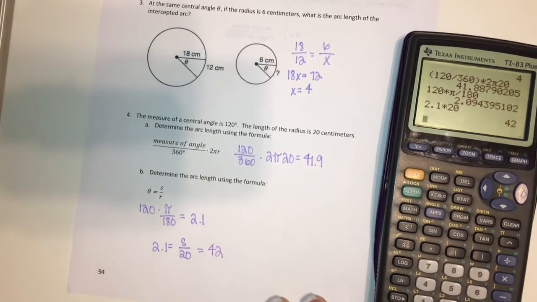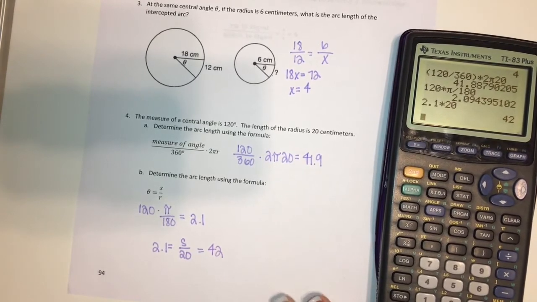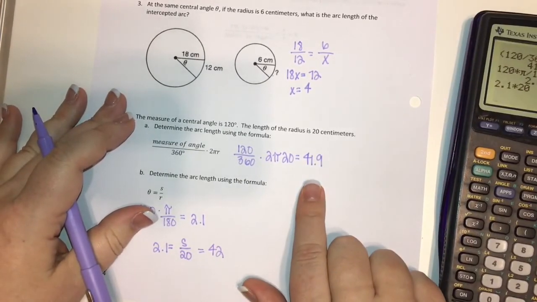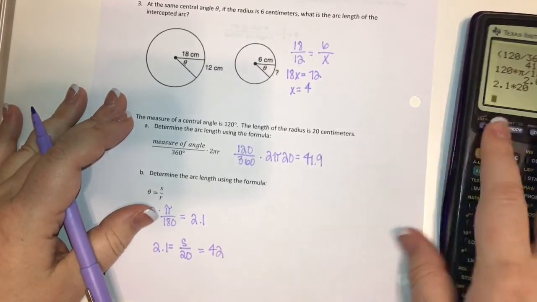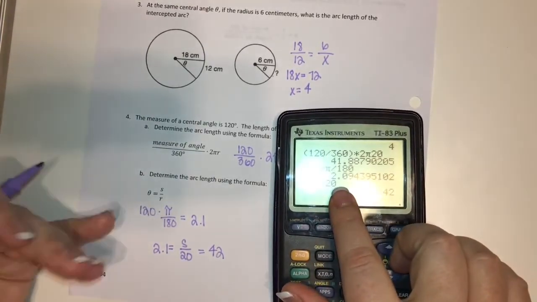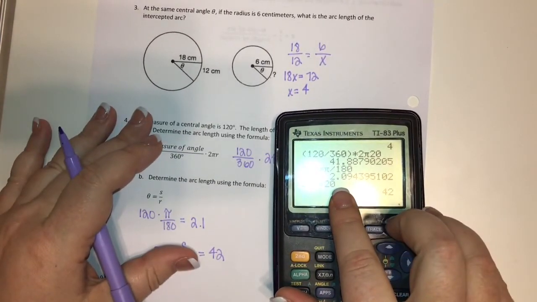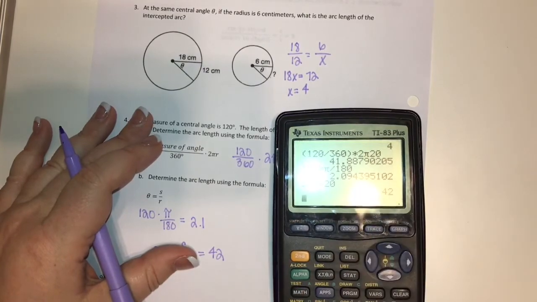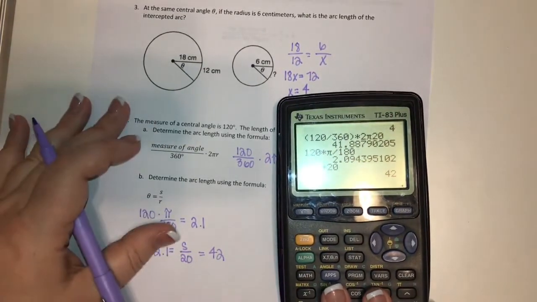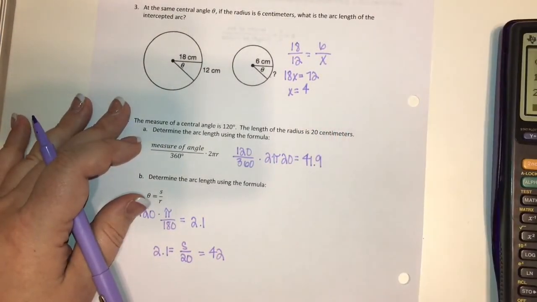So either way that we work this out, we're going to get the same answer. We got 41.9 here. Here we got 42. But if you look, it's not actually 2.1 radians, it's 2.09, and it's a decimal. So we rounded. We've got a little bit of a rounding error there. But either way, we got the same answer.